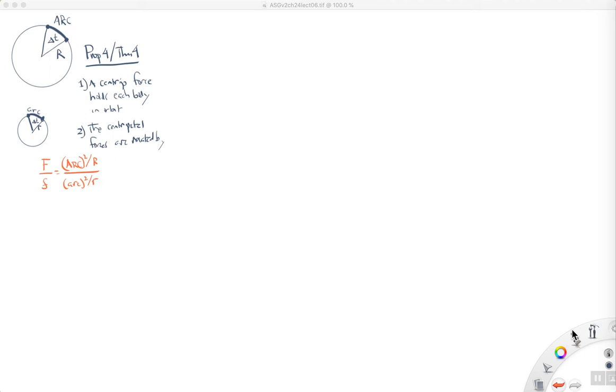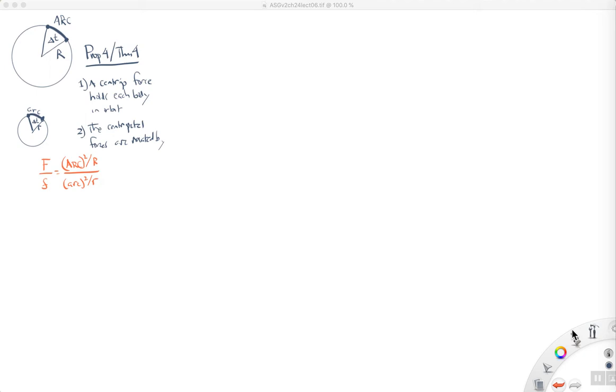And what he's claiming in Proposition 4, Theorem 4, is that, first of all, a centripetal force is required to hold each body in its orbit, and that's what we proved in the last lecture. The second claim that Newton is making is that the centripetal force required to hold object 1 in its orbit is related to the centripetal force required to hold object 2 in its orbit. And the centripetal forces are related by a specific formula, and that is a formula I've drawn in orange. And what I'm going to do in this lecture is go through a proof of this relationship.